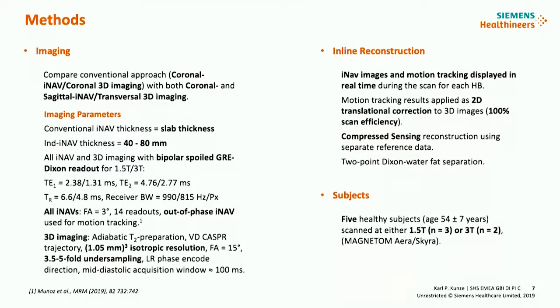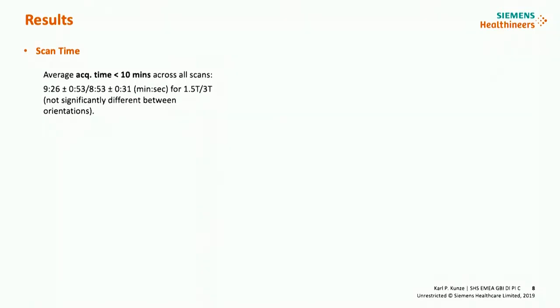The subjects in this study: we acquired this data in 5 healthy subjects, 3 subjects at 1.5 Tesla and 2 subjects at 3 Tesla. Looking at the results, the scan time for all acquisitions, which means all acquisitions pooled for 1.5 Tesla and 3 Tesla, were all below 10 minutes.